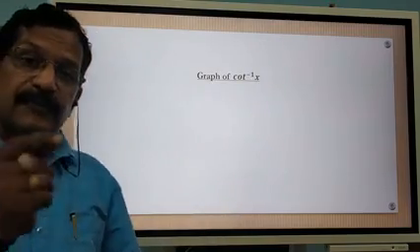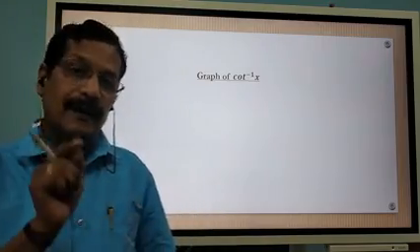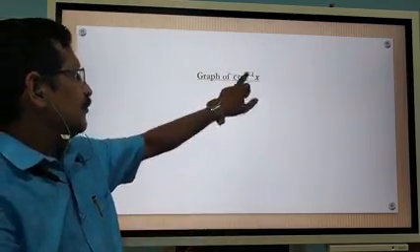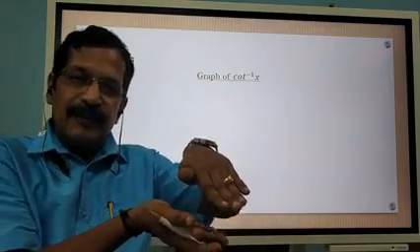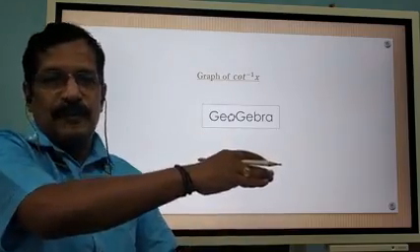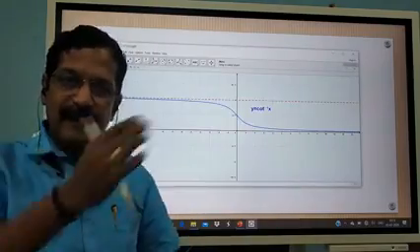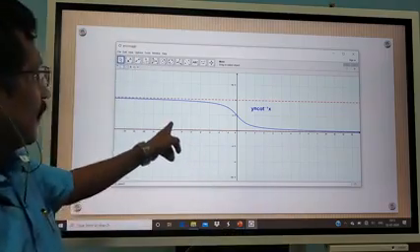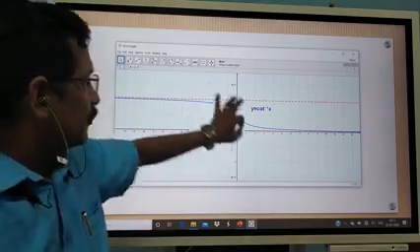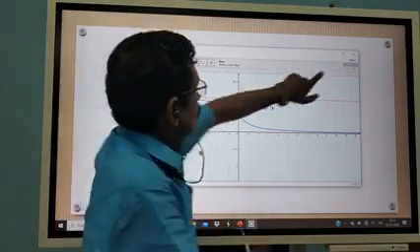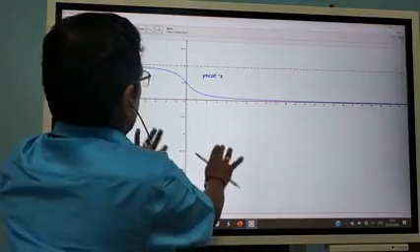Now, what will be the graph of cot inverse? Arc cot, the graph of cot inverse. You can see here, the graph will be in a different position, that is, the x-axis and y-axis will be interchanged. This is the graph of cot inverse, arc cot. This one. You can zoom in on it. You can see here.